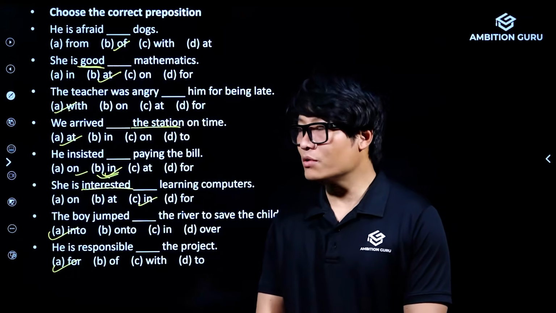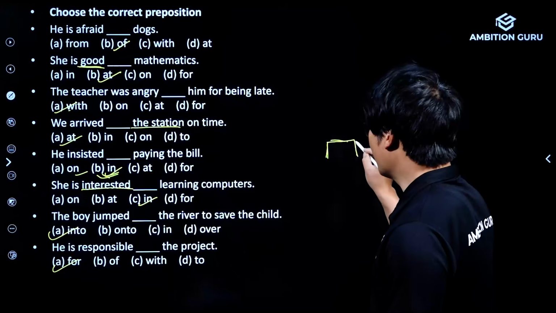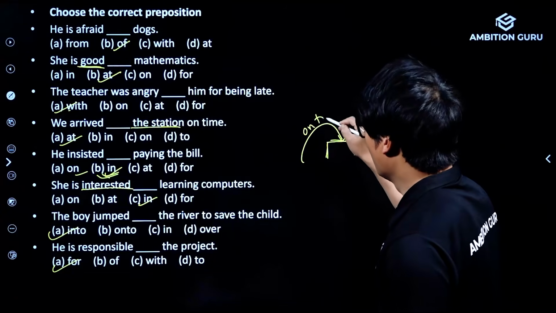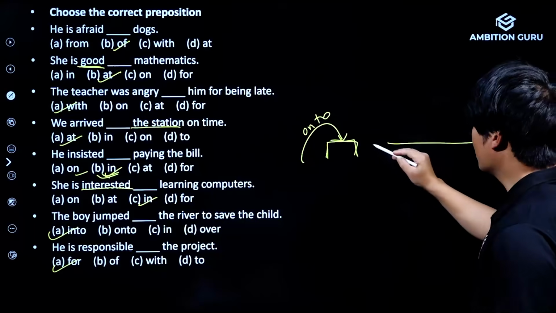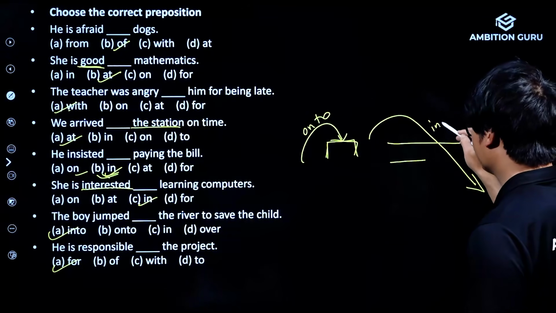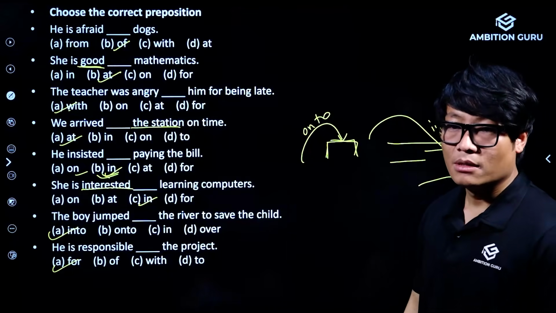Preposition is sometimes tricky. Onto, you know that onto is used when there is something and you are going to toss on the surface, then here should be onto. But river or pond, so obviously you are going to inside. So here should be into. Okay, not on the surface of the water.